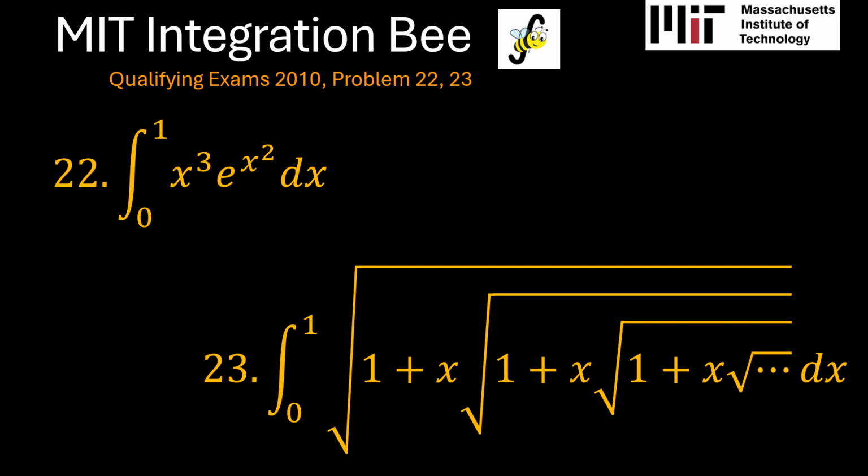On to problem 22, as we said. This is the definite integral from x equals 0 to x equals 1 of x cubed times e to the power x squared.